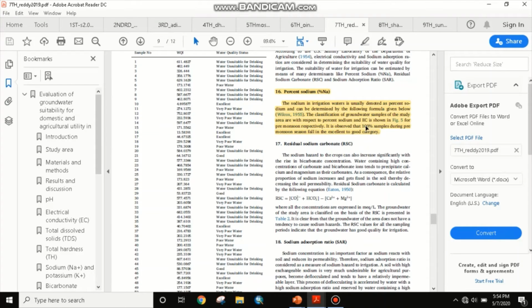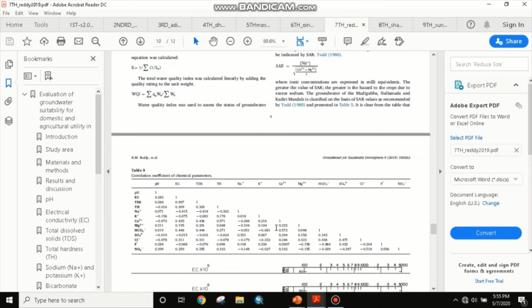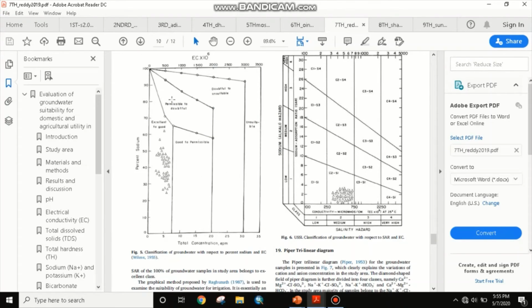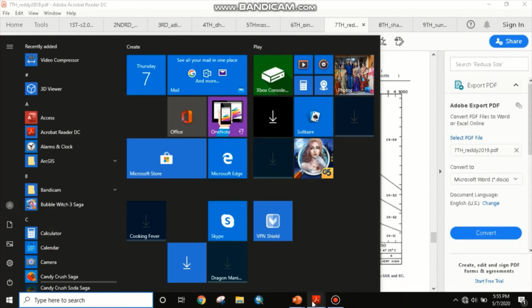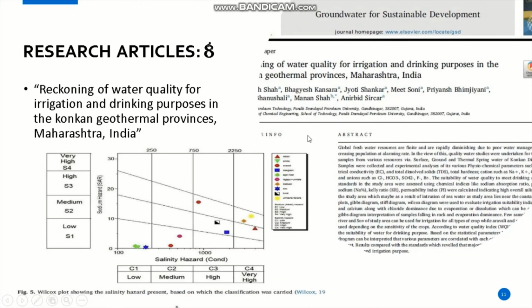You can see over here 100% of samples during post monsoon. So they have taken only one season, that is post monsoon time. So let's have a look at our next research article. So in the next article you can see here, Reckoning of Water Quality for Irrigation and Drinking Purposes in Konkan Geothermal Provinces, Maharashtra, India. So we'll see in this article.